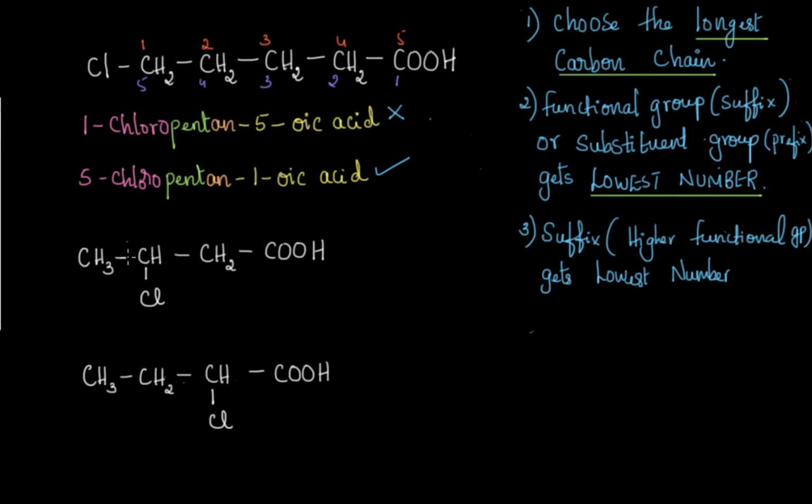Let's apply these rules to name this compound. So first one is to choose the longest chain, which I have already chosen. This is the longest chain I have. And in this compound, I can see both the groups present. That is the suffix as well as the prefix. Now let's apply third rule for this. So third rule says that the suffix or the higher functional group should get the lowest numbering. That means this should have a lowest number.